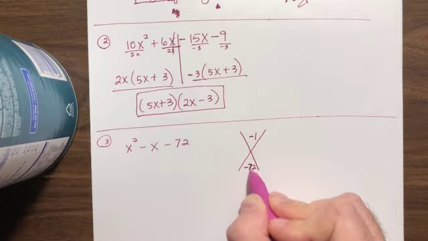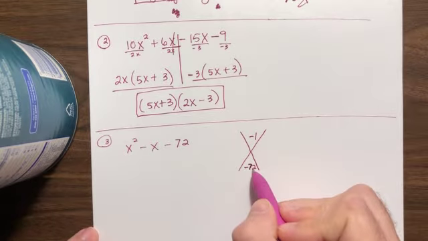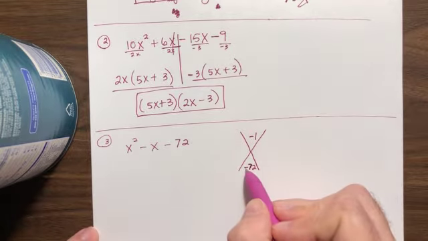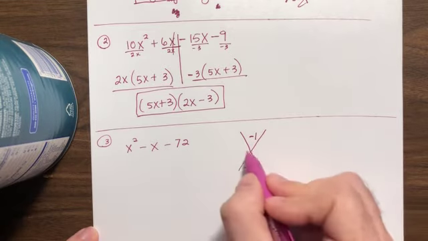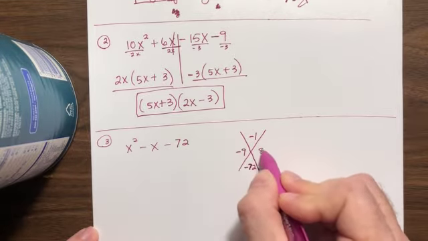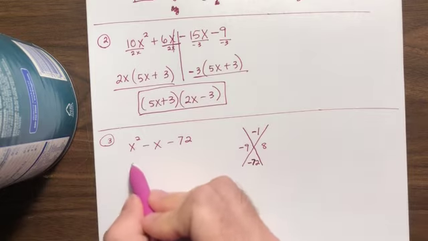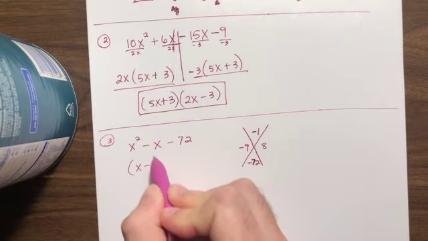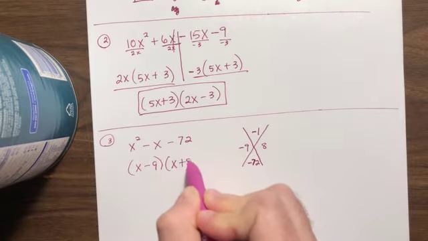-72 goes down here. And then I go, what 2 numbers multiply to give me 72 and subtract to give me 1, or -1? And it's -9 and +8. So this factors into x minus 9 and x plus 8.